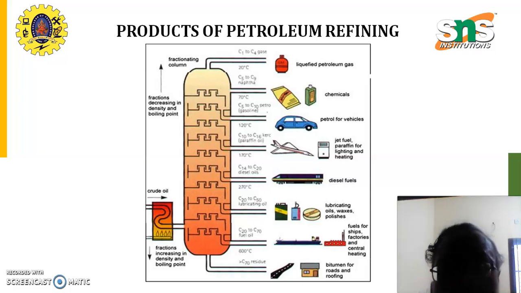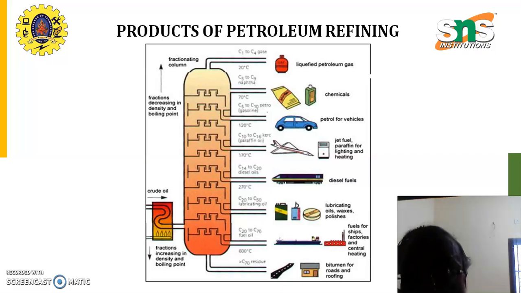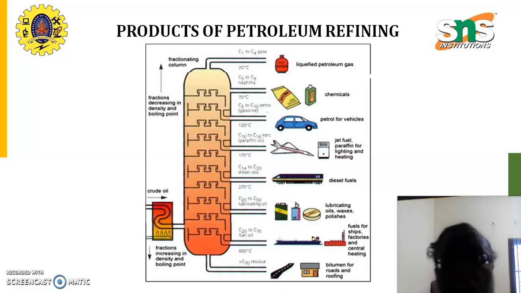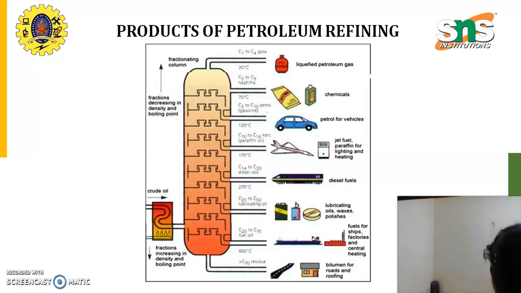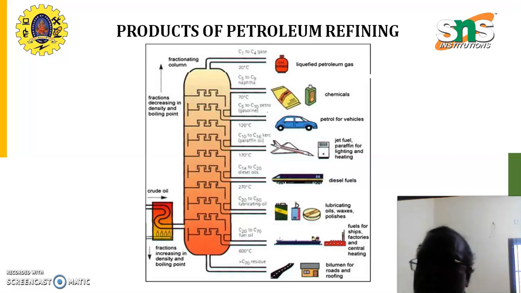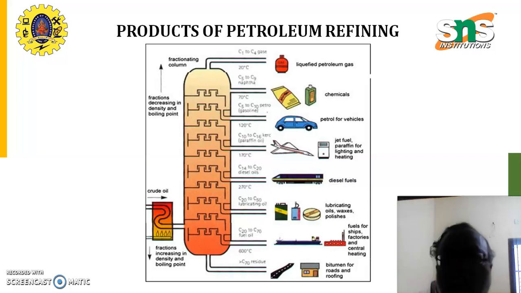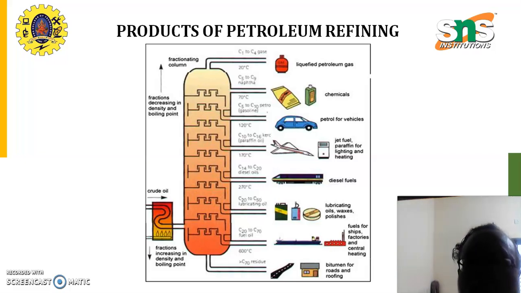The bottommost conditions, like bitumen for roads and roofing, will be received by heating more than 600 degrees Celsius. Thus, we are getting the various products of petroleum in the refinery by heating the crude oil.